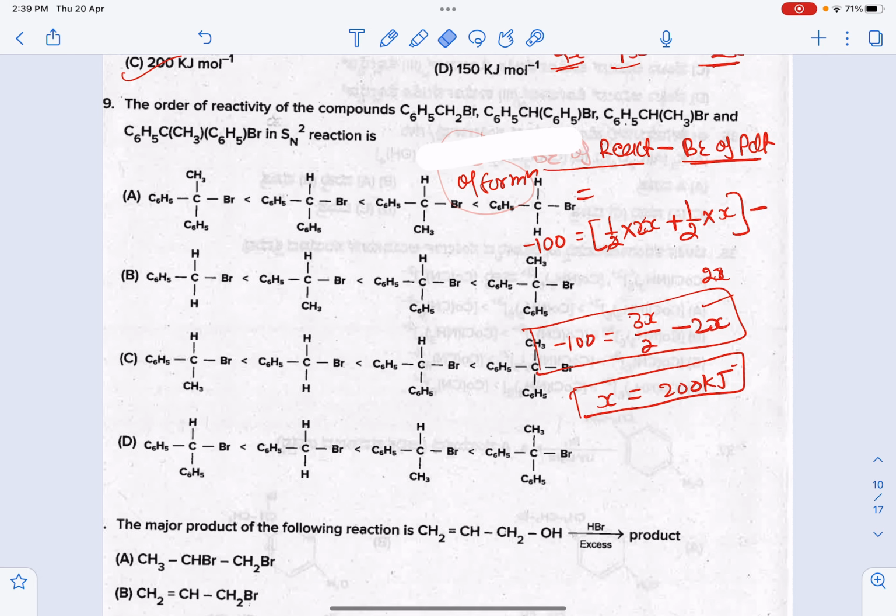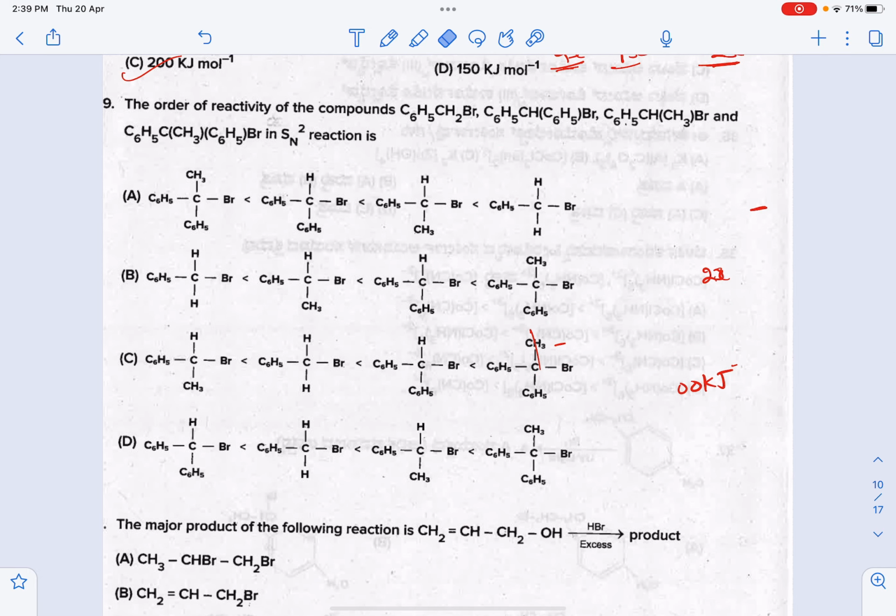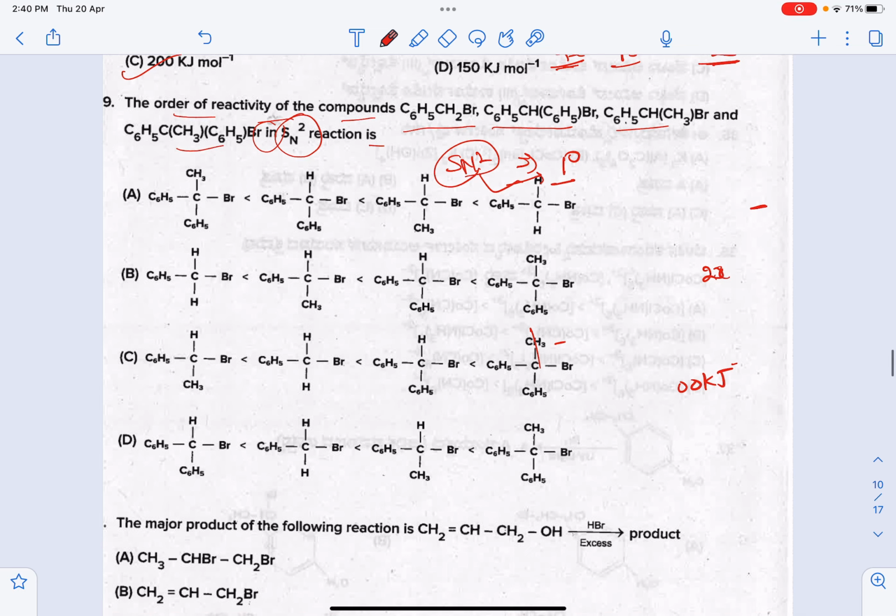Now the next question is: the order of reactivity of these compounds, this compound, this one and this one, in SN2 reaction. As you know, SN2 reactions give priority to the primary, then it will prefer secondary, and then tertiary. According to this rule, the correct option will be A.